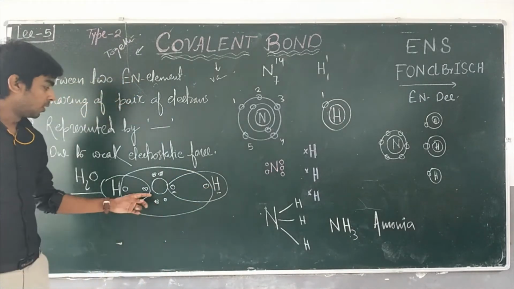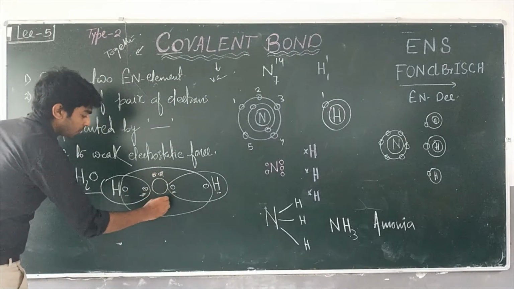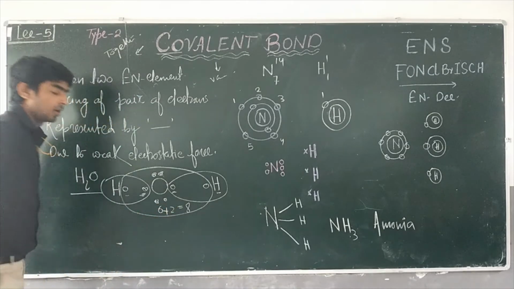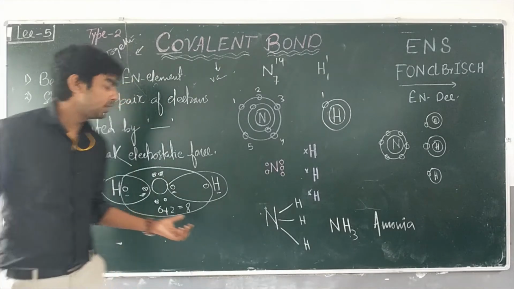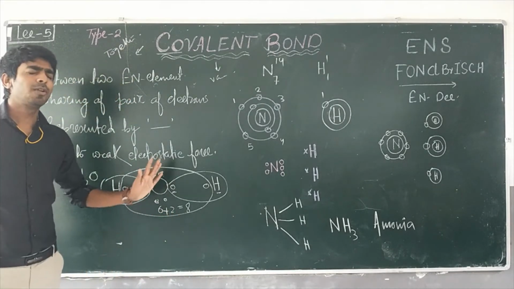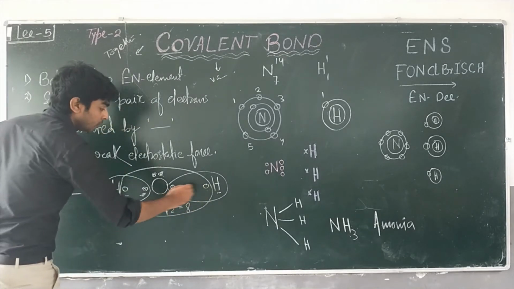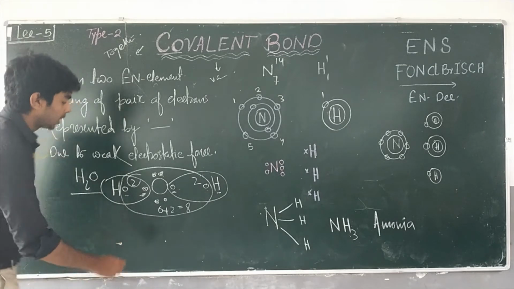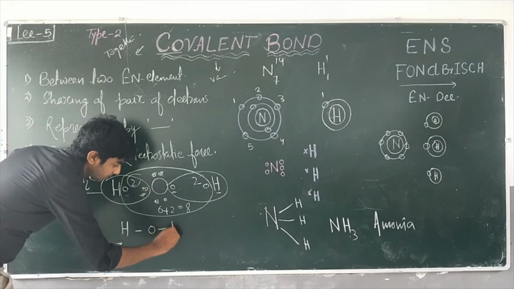And now what will happen? Oxygen was having 6 electrons, 1, 2, 3, 4, 5, 6, plus 2 added becomes 8. Now, when the last shell is completed, that means it is chemically stable. Now, it will not react any further. See this one, hydrogen, 1, 1, 2, completed, 2, completed. And in this way, the water molecule forms, and we represent it like this.